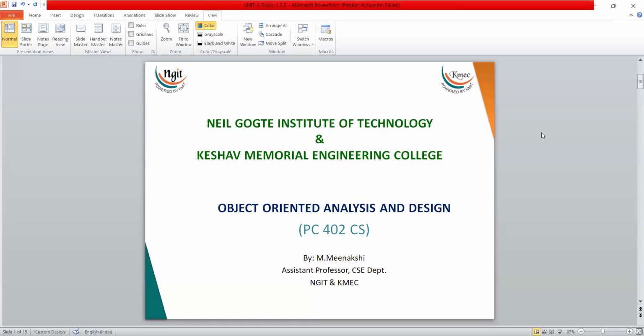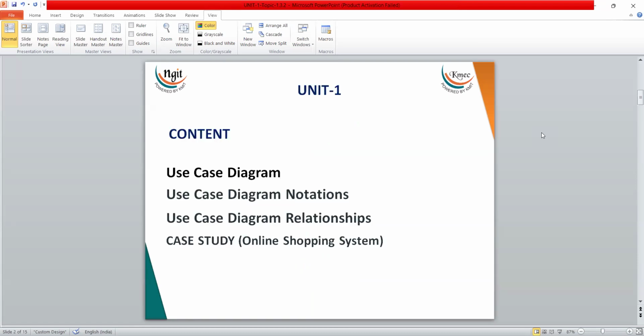Welcome back to the subject Object-Oriented Analysis and Design. Today's topics are use case diagram notations, use case diagram relationships, and one case study.